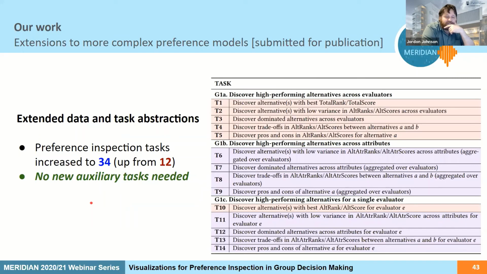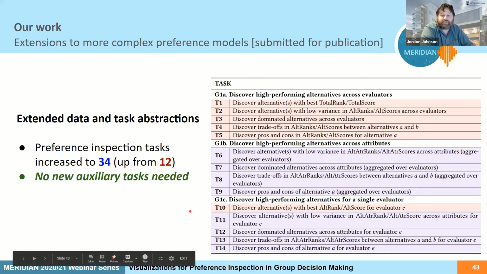In addition to extended data abstractions, we can extend our task abstractions as well, and we've done that from 12 up to 34 preference inspection tasks. The new ones deal with various kinds of attributes and weights. The cool thing is that we didn't need to add any new auxiliary tasks. The 10 that we had apply just as well to these additional preference inspection tasks that we found.